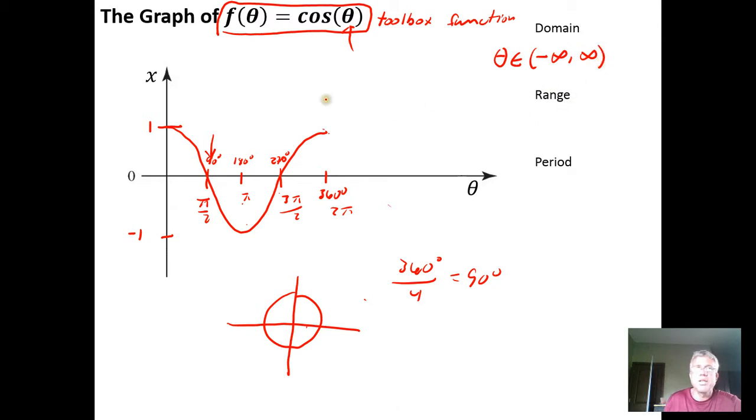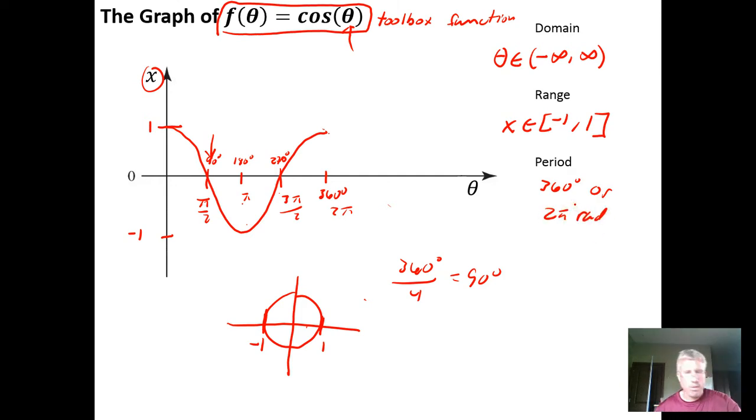But the range is what can x be, right? The outputs are the x values. Well, x is going to range from a low point of -1. That's as far as the x-coordinates can get on the unit circle. And the furthest an x-coordinate can get on the unit circle is +1. So the range is going to be from -1 to 1. And in trigonometry, the period just is answering the question, over what angle does everything happen in the picture that's going to happen? And so the period is going to be 360 degrees, or 2 pi radians, 1 revolution around the unit circle.